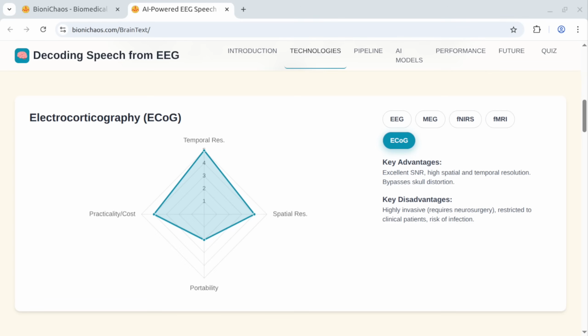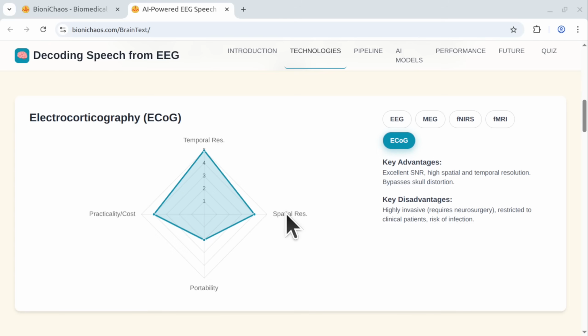The 4 parameters shown on the radar chart for ECoG are temporal resolution. This refers to the ability to detect changes over time. ECoG has a very high temporal resolution, indicated by the point being at the outermost part of the axis. Spatial resolution. This refers to the ability to distinguish between different locations. ECoG also has a high spatial resolution.